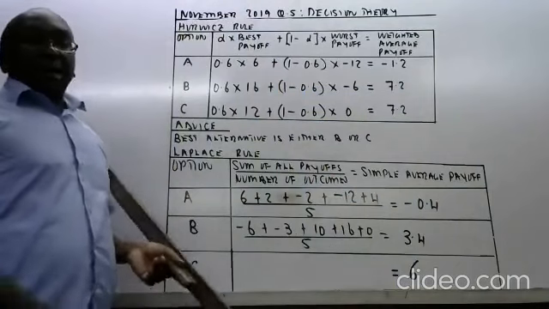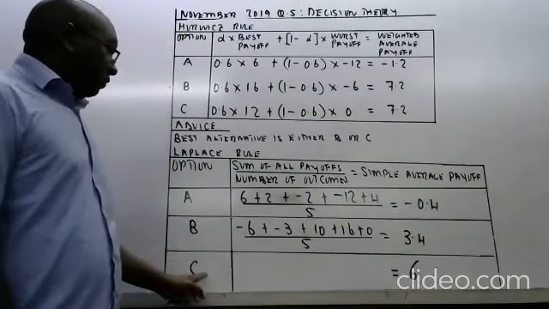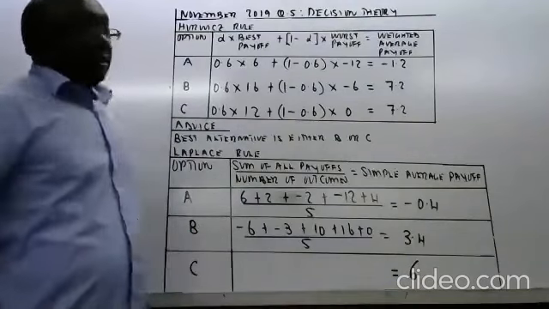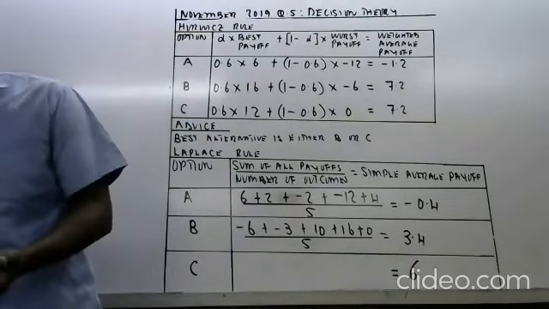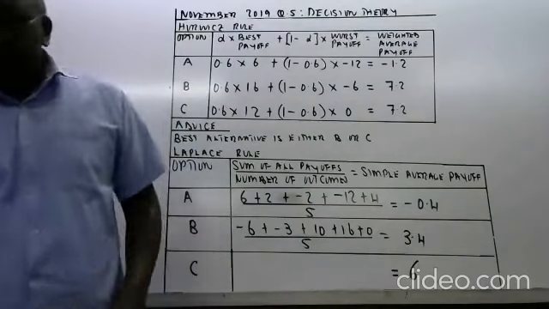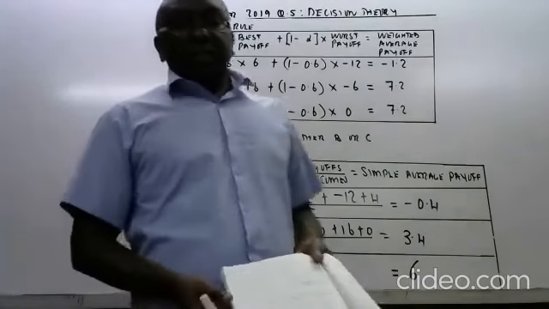So then you offer your advice. The advice is the best alternative is C because we go for the highest. So the best alternative is C.